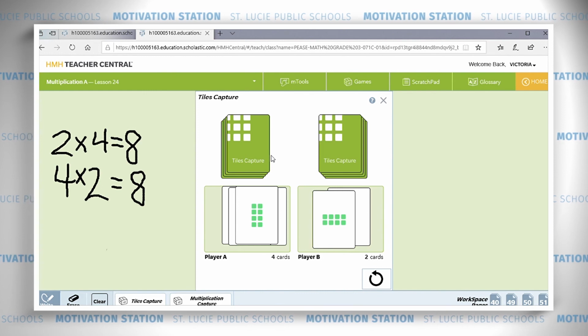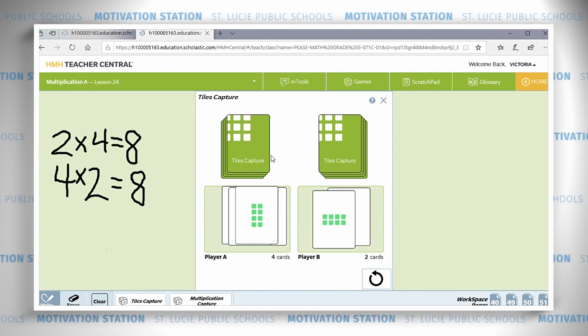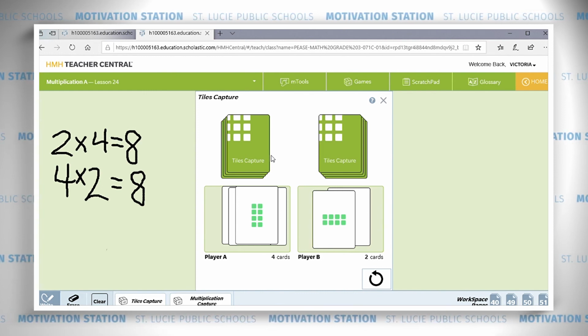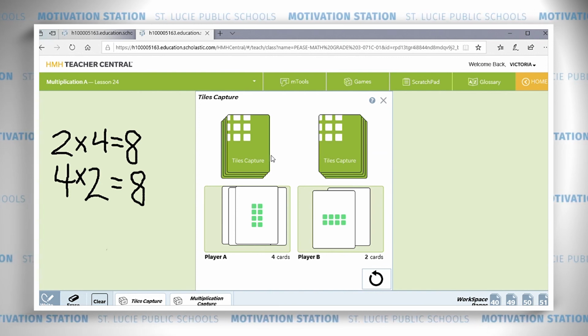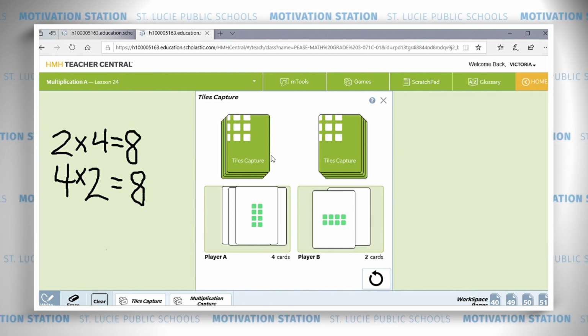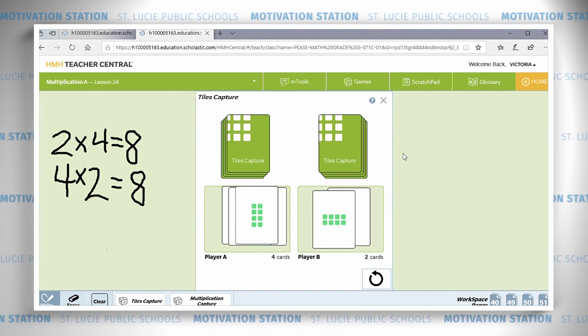Then you'll just keep playing and recording in your workspace book. Have fun, enjoy. Make sure you get that down in your workspace book so you can talk with your teachers about it on your Teams meeting today. All right, boys and girls, have a great day, and I will see you tomorrow.